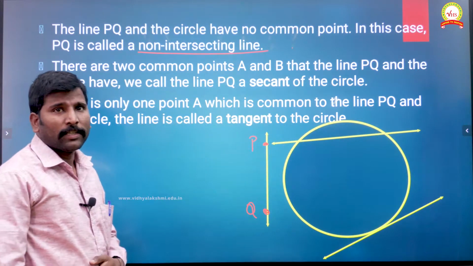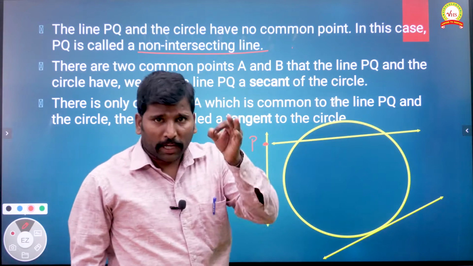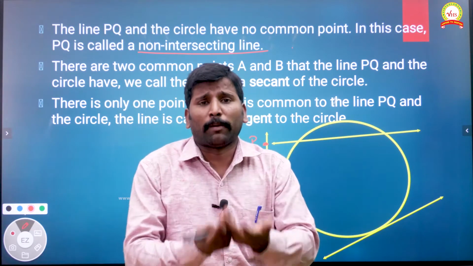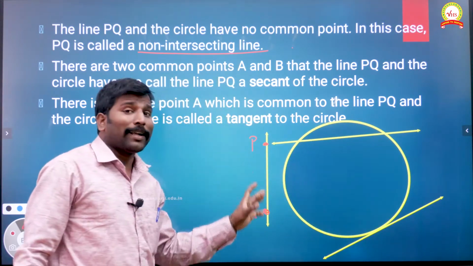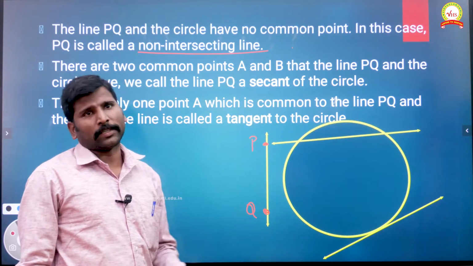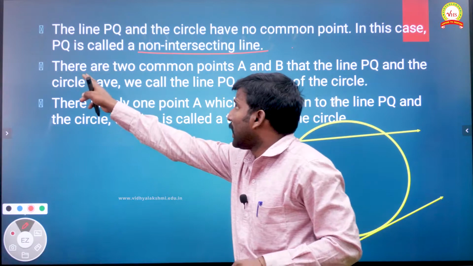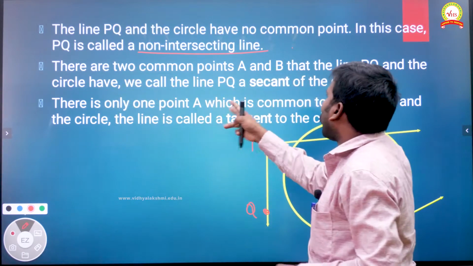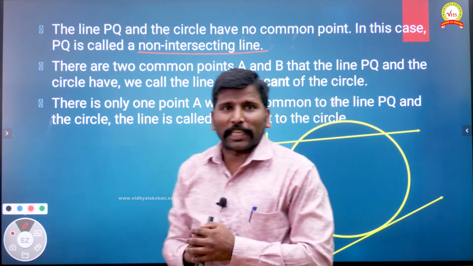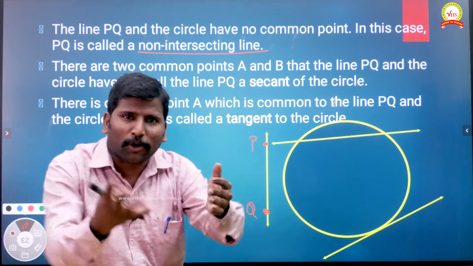First point. Okay, Raja. Then for a line and a circle, there is no common point, in the sense that is called a non-intersecting line. That's it. Now we are going to the next point, Raja. See, it is also one of the important ones. There are two common points, A and B. See, in the first point there is no common point.